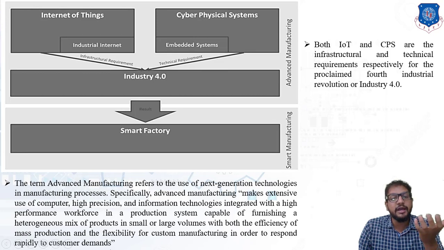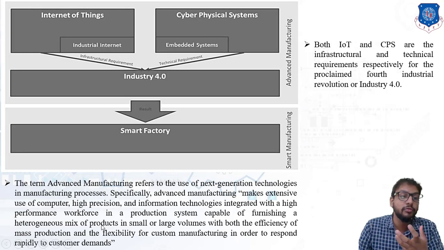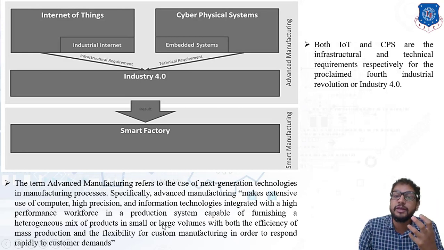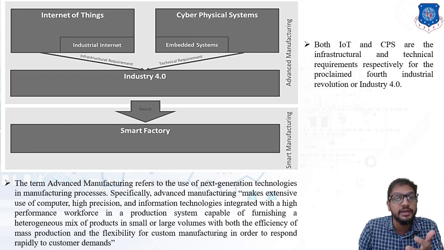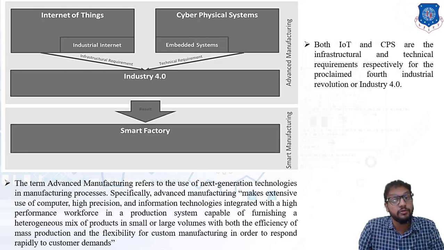means we would again have information technology, then a high performance workforce, that is the humans who are highly capable, highly skilled. Along with that, by doing so we can produce a vast variety of products, that is heterogeneous products, in a large volume or in a small volume, and in mass production, right? And we can even do this by fulfilling customer demand. Even customer modification or feedback can be utilized to modify the product. So this can be done in the case of advanced manufacturing.